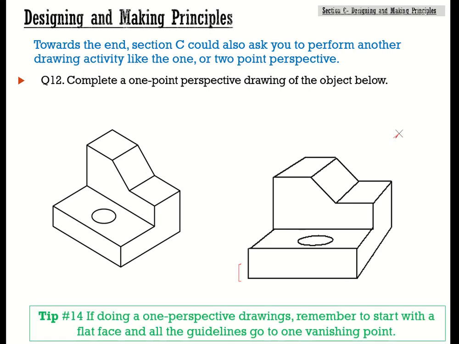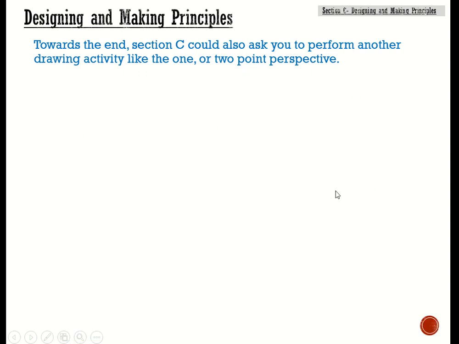Now, tip number 14 is if you're doing a 1-point perspective drawing, remember to start with a flat face, and all the guidelines go to one vanishing point. Just on this, although it does give some perspective as it shrinks into the distance, it's a bit unnatural looking. So it can communicate an idea in 3D, but it is a little unnatural.